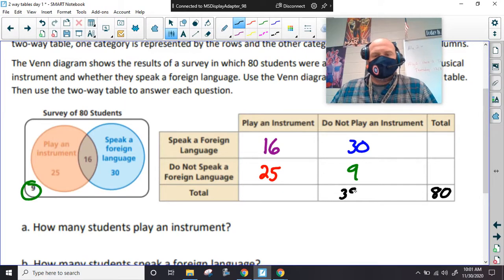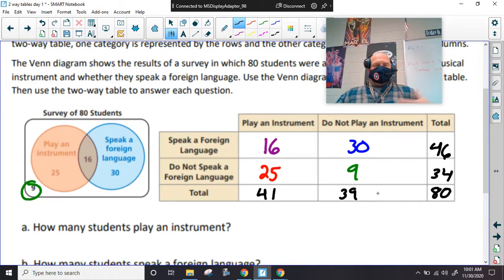And we fill this out and we're going to check to make sure. This is 39, this is 46, this is 34, and 41. All right, and if we were to add up these things, we should get 80 right here.